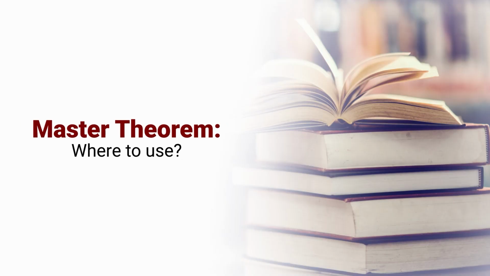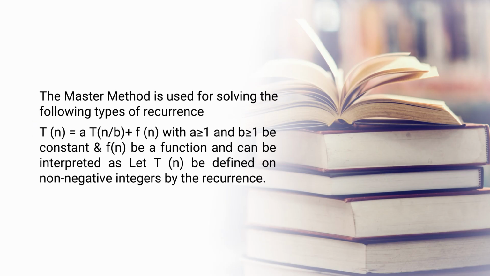So, at last, that is the fourth approach to solving any recurrence, that is the master theorem. First we have to know where to use it, and what is the actual form of the master theorem. So, the master theorem is used for solving the following type of recurrences. We cannot use that method anywhere.